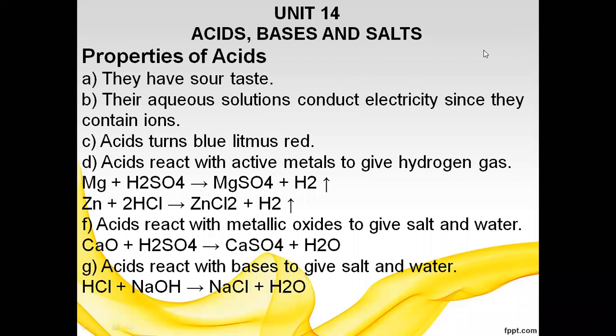So today we discussed the properties of acid and uses of acid, what is aqua regia and uses of aqua regia. There are 7 properties of acid: taste, conducting electricity, turning blue litmus to red, giving hydrogen gas, and giving salt and water.